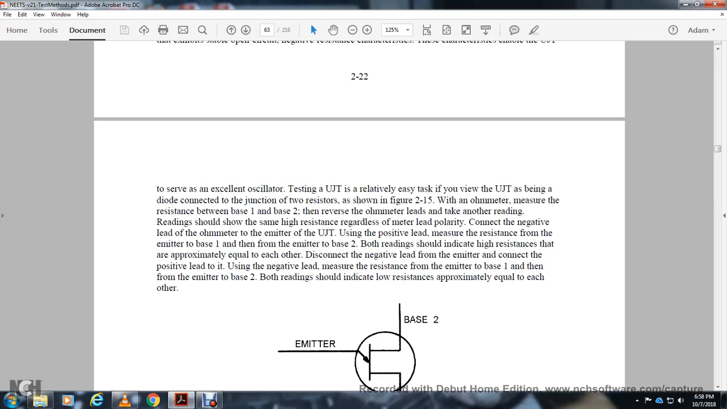Use the ohmmeter to measure the resistance between base 1 and base 2, then reverse the ohmmeter leads and take another reading. The readings should show high resistance regardless of the meter lead polarity. Connect the negative lead of the ohmmeter to the emitter.